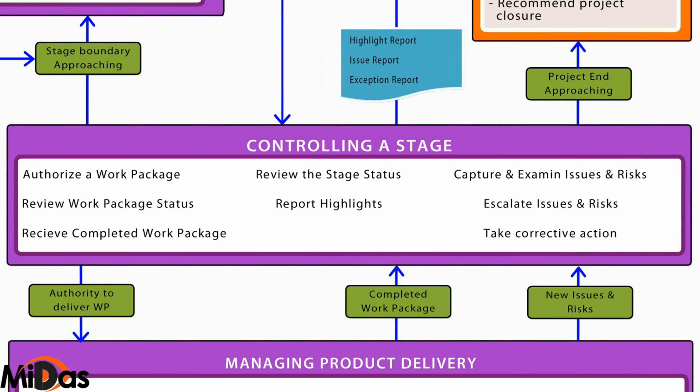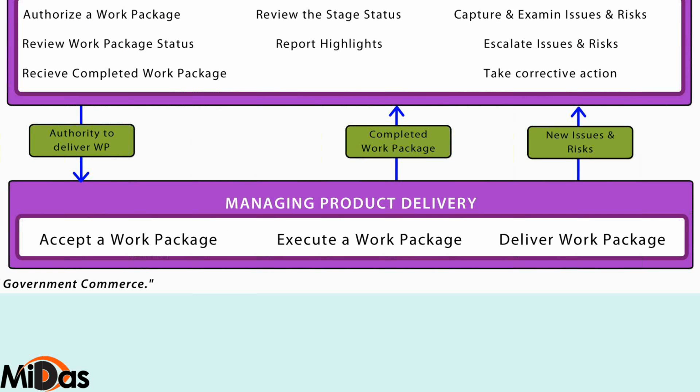And based on the work package authority that is to be delivered, the managing product delivery level of the project management team, which is the team manager, will accept the work package, execute it, and deliver. Now, if he sees some new issues and risks coming in, he'll report them to the project manager, and the project manager will do his own evaluation and see what best can be done.